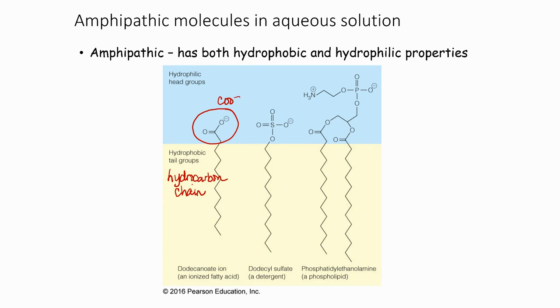This detergent has a sulfate hydrophilic group and then a hydrocarbon chain. Here's a phospholipid. So in biochemistry, we actually deal with molecules that have a part that's hydrophobic and a part that's hydrophilic.